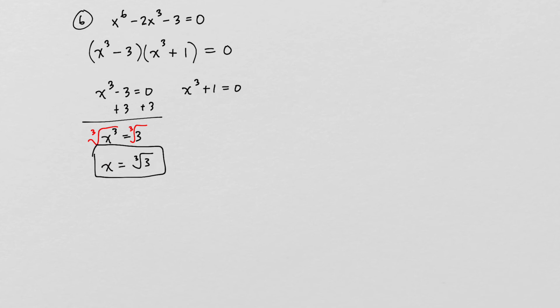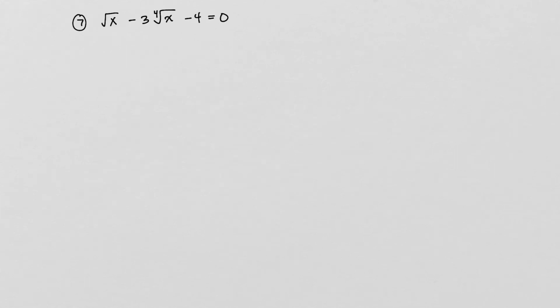And for the other equation, we can solve it in a similar way. We subtract 1 from both sides. We get x cubed is equal to negative 1. And then we take the cube root of both sides once again. And we get x is equal to the cube root of negative 1, which is actually negative 1. And those are our 2 solutions.